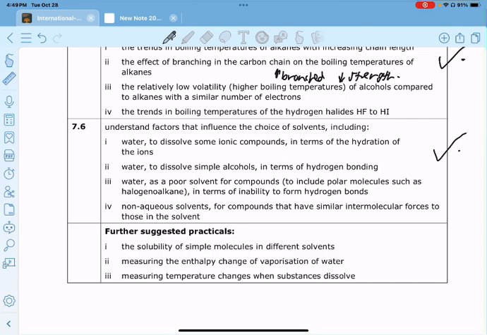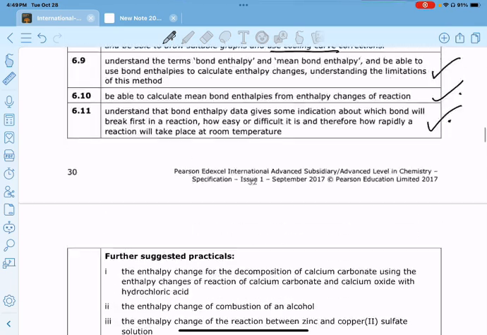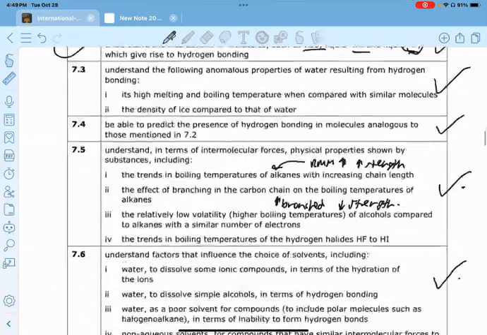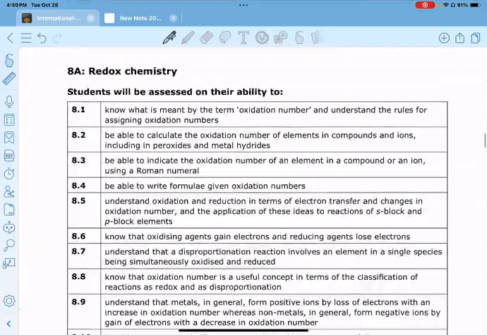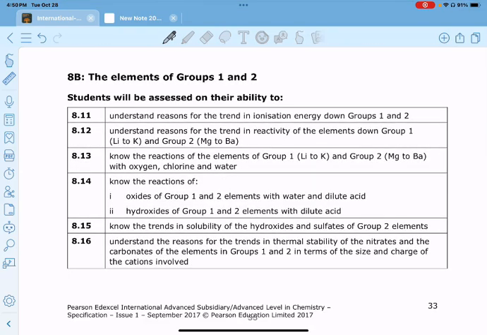So we don't cover further suggested practicals in the Unit 2 videos. We cover those in the Unit 3 videos. That's why we skipped the previous ones as well, and the core practicals as well. These will be covered in the Unit 3 chemistry videos, okay? In the next videos, we'll be looking at redox chemistry. We'll finish that, and then in the video after that, we'll be looking at the elements of groups 1 and 2, okay?